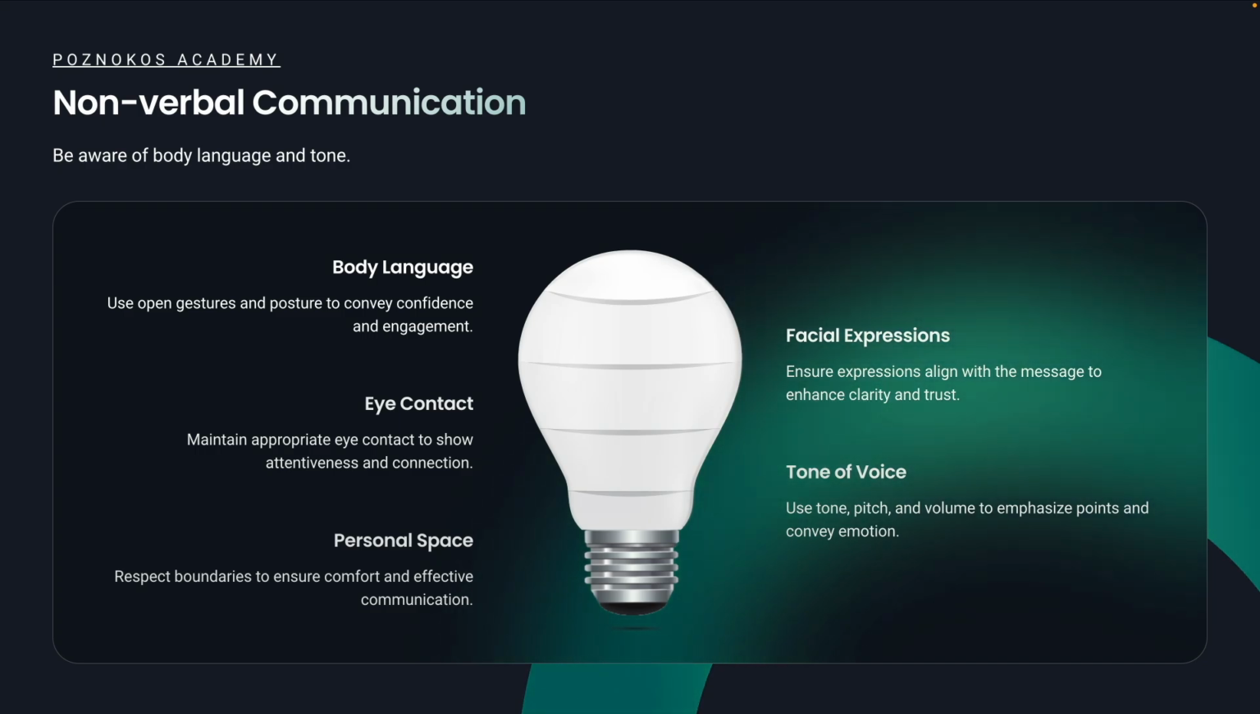The next one, personal space. Definitely respect boundaries to ensure comfortable and effective communication. Need to remember this. Facial expressions. Ensure expressions align with the message to enhance clarity and trust. You need to sync your body language and facial expressions while you are talking about something to the team or your colleague, to be sure that it's aligned to the goal that you are pursuing.